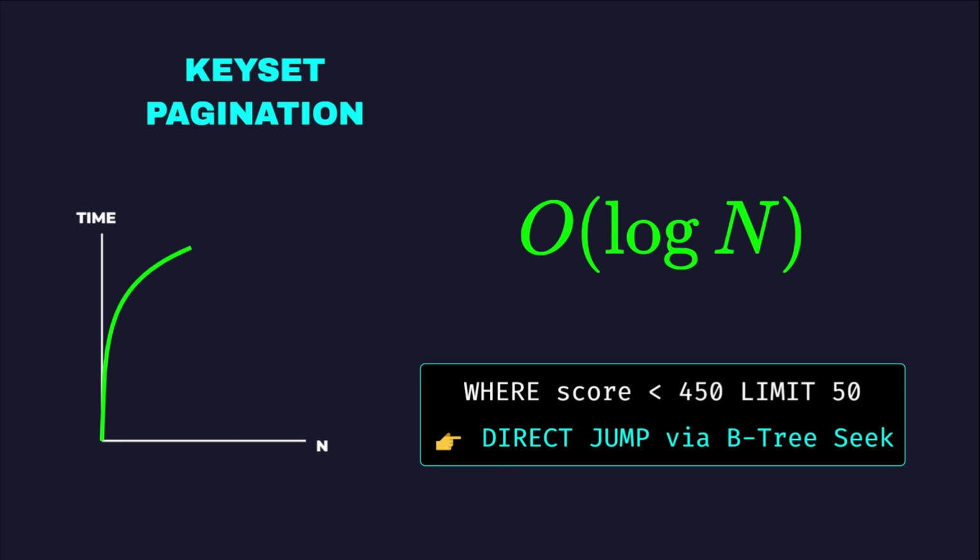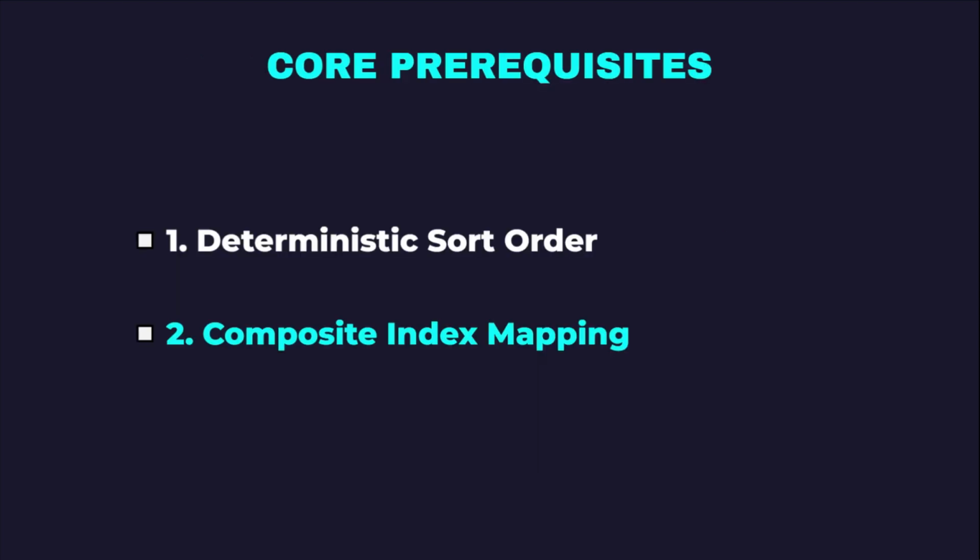Instead of specifying how many rows to skip, we specify the exact values where the last page ended. The query uses a where clause based on the values of the last retrieved row, typically involving the primary key and the sort column. This approach leverages existing B-tree indexes directly. The database performs a highly efficient index seek operation, starting precisely at the next required entry, transforming the operation from a linear scan into a logarithmic lookup.